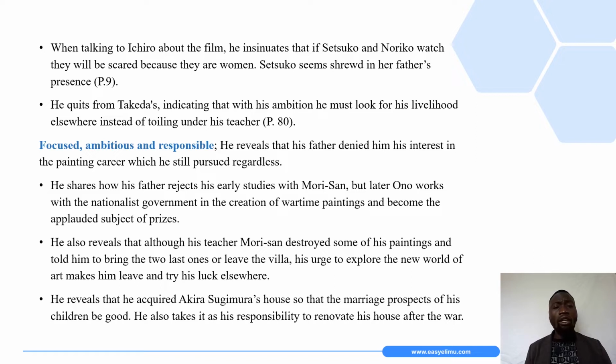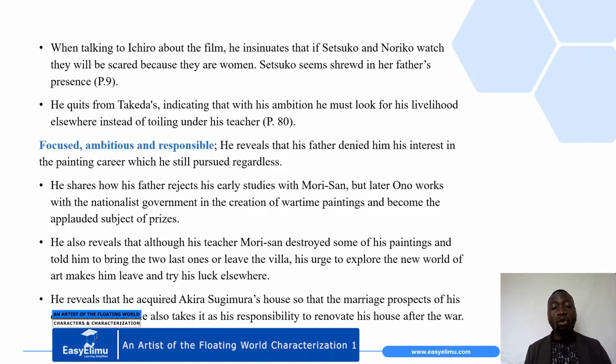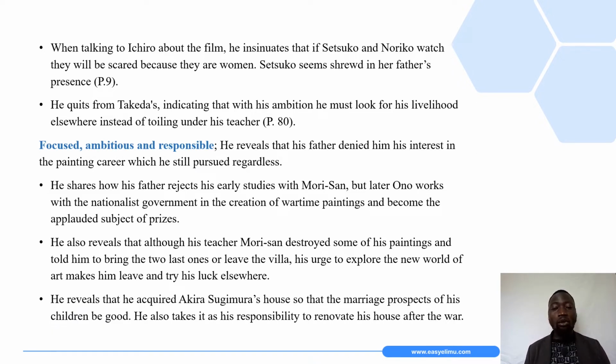Masuji Ono reveals that his father denied him his interest in the painting career, which he still pursued regardless. He shares how his father rejects his early studies with Morisan, but later Ono works with the nationalist government in the creation of wartime paintings and becomes the upheld subject of prizes. These praises came before the war began.